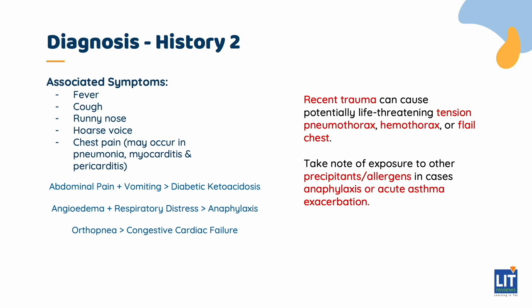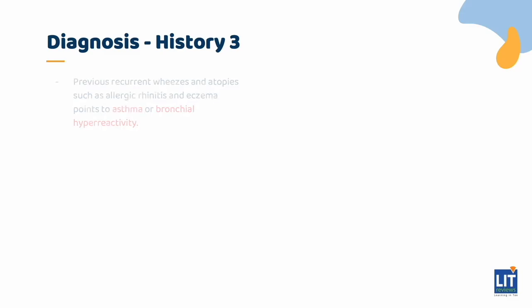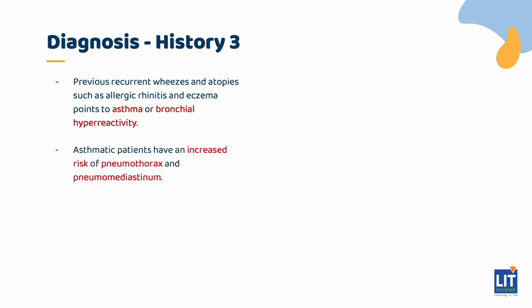One should also check if there had been any exposure to new drugs, foods, and other precipitants or allergens such as weather changes and animals, as this could point towards anaphylaxis or an acute asthma exacerbation. A past history of previous recurrent wheezes and atopy such as allergic rhinitis and eczema points to asthma or bronchial hyperreactivity. Asthmatic patients have an increased risk of pneumothorax and pneumomediastinum.